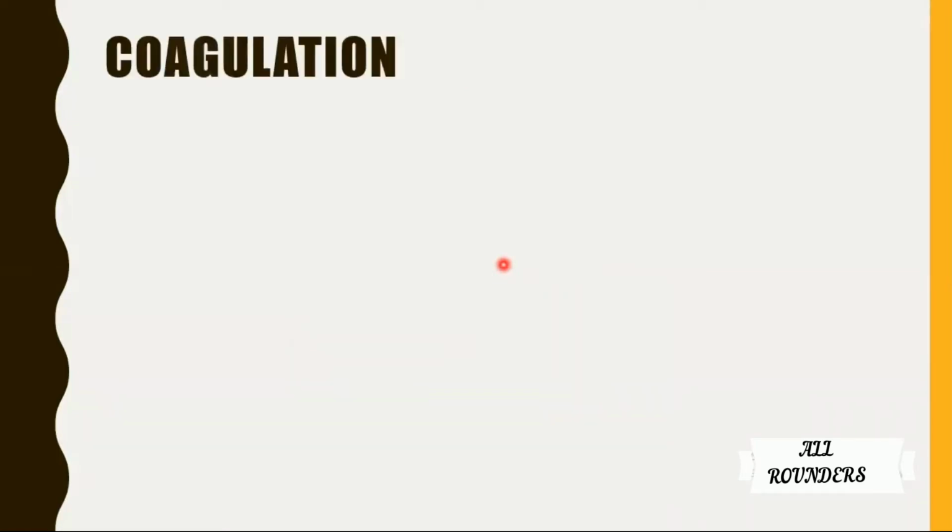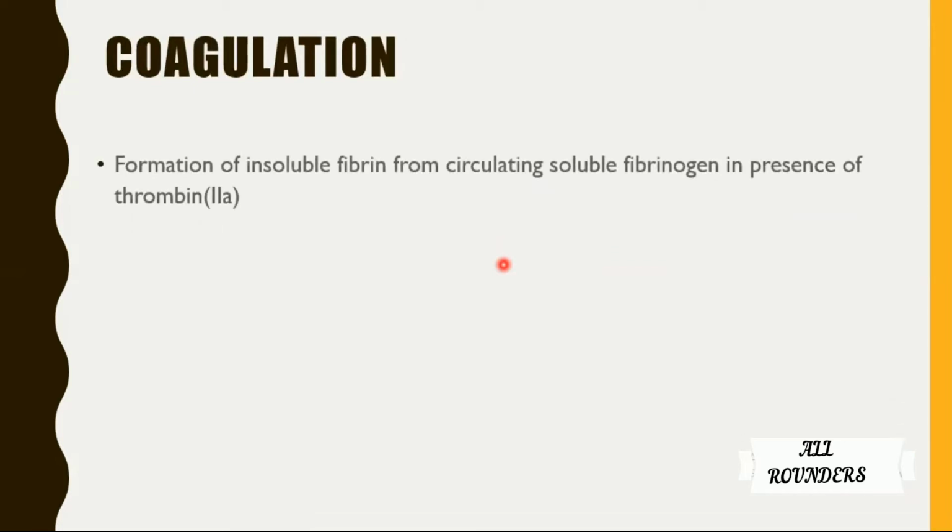Before knowing about clotting factors, let's know something about coagulation. Coagulation is the formation of insoluble fibrin from circulating soluble fibrinogen in the presence of thrombin 2A. This thrombin 2A stands for activated thrombin. That means this thrombin is the activated form of prothrombin, which is coagulation factor number 2. So we are learning all the coagulation factors from 1 to 13 in this video.